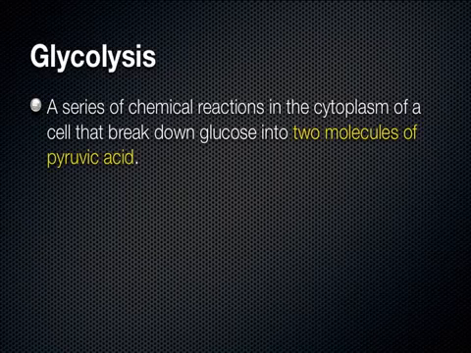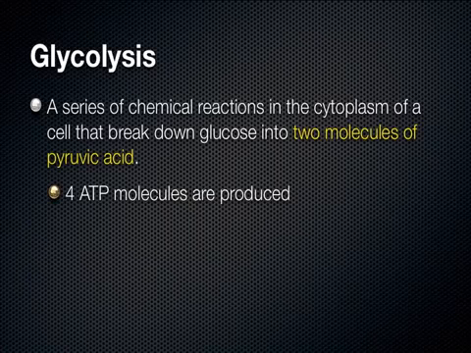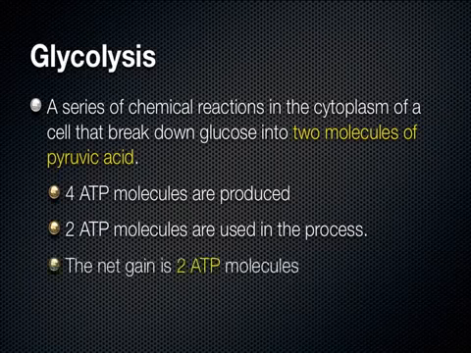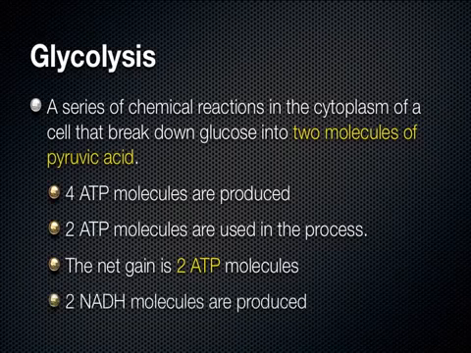What are we ending with? Pyruvic acid. You guys are on point. 4 ATP molecules are produced in this process. Okay, so 4 molecules of adenosine triphosphate produced in this process. However, the process uses 2 molecules of ATP to get started. So if we're making 4, but we're using 2, what's the net gain? 2. So we have a net gain of 2 ATP molecules, and we're also producing 2 molecules of NADH.